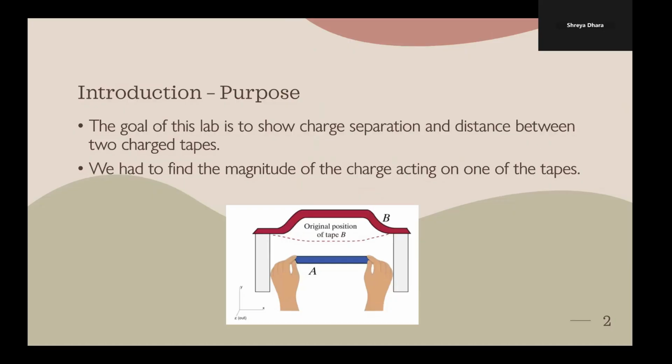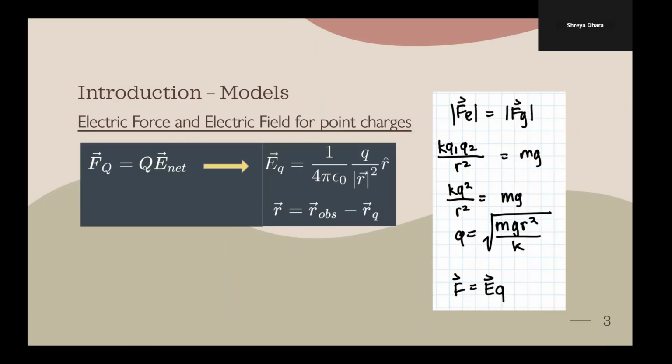So the purpose of this lab is to show how a charge separation and distance between two charged tapes can occur when both of the tapes are charged, and we had to find the magnitude of the charge acting on this upper tape B. To give some models as background, this mostly focuses on the electric force and electric field formulas for point charge.